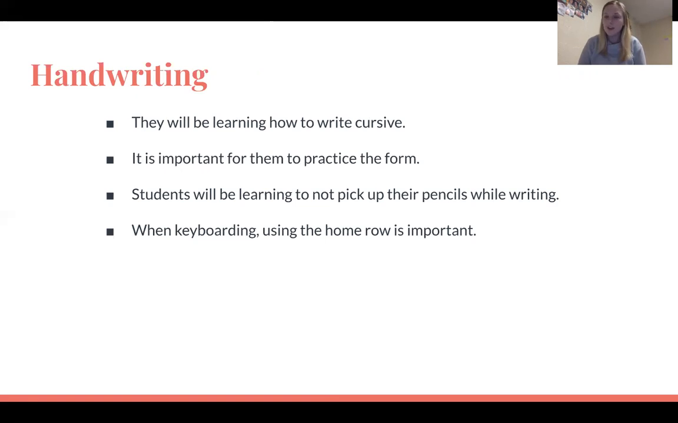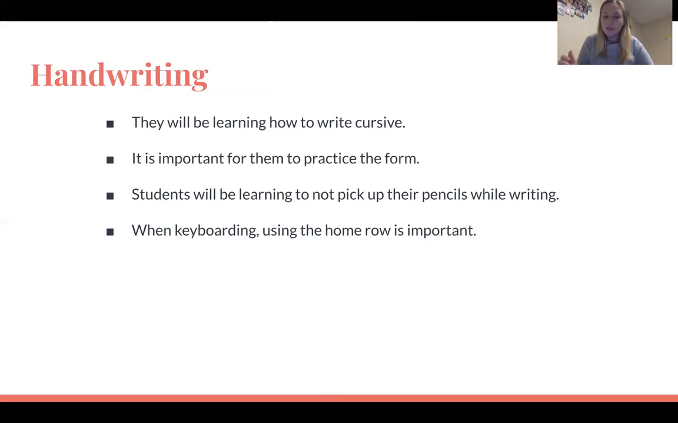So handwriting this year, I'm super excited. I love cursive and I love teaching it. So I'm excited to teach our third graders how to write cursive. It's really important for them to practice the form for this. So if you're practicing at home, which I highly encourage, make sure that they're not picking up their pencils, that their paper is tilted a little bit to the side, and that they're going the right way.